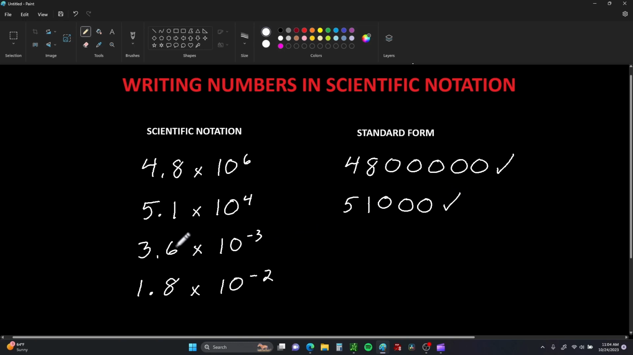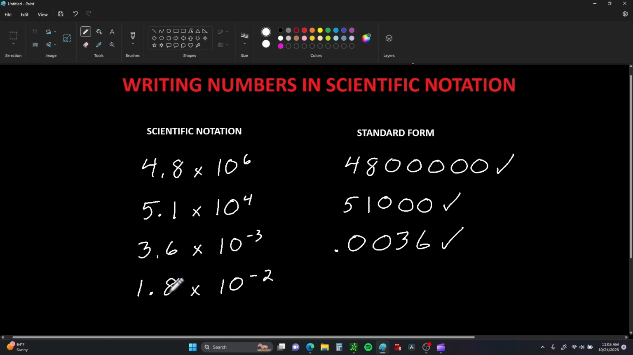Now this over here, for the 3.6, I'm going to have to move the decimal 3, but instead of moving the decimal to the right, I'm going to move it to the left. So I'm going to put 3.36. I'm not going to put the decimal here. And it says I have to move it 3 spaces, so it was here. 1, 2, 3, and I put the decimal here. To check it, I move it 3 spaces the other direction. 1, 2, 3, and I get 3.6. So this one's now correct.